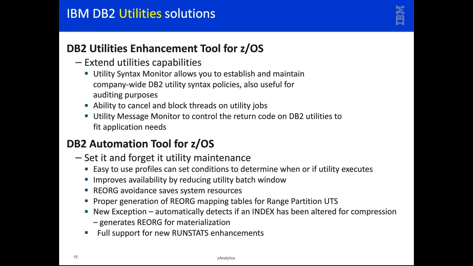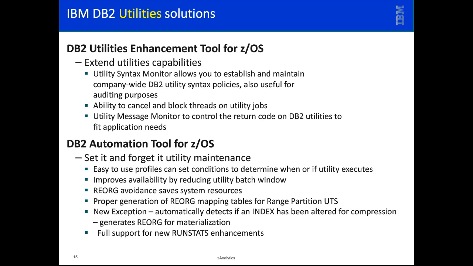If you think about automation tool, part of automation today, as I mentioned in earlier slides, is that we have experienced and non-experienced DB2 DBAs. We would like you to run your utilities more efficiently, of course, but we would also like to run them with best practices and based on exception. So part of automation tool for DB2 12 is we support all the new RUNSTATS enhancements, the proper generation of the mapping tables for range partition table spaces, and new exceptions.